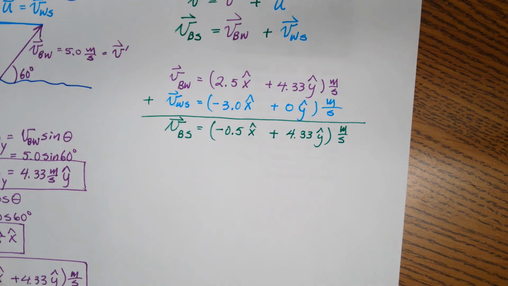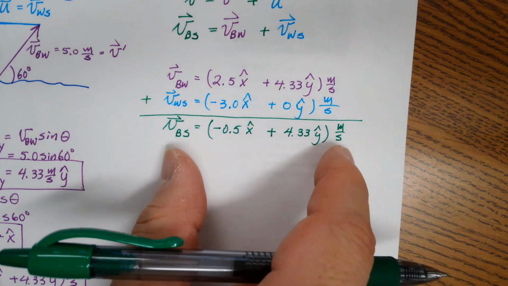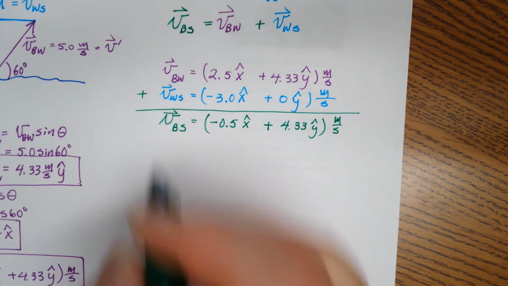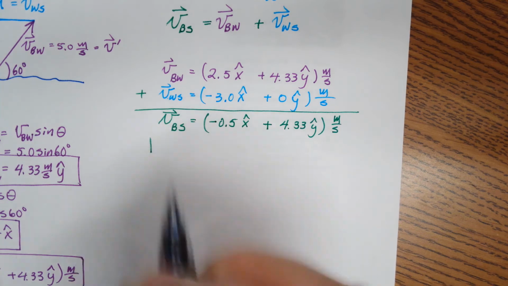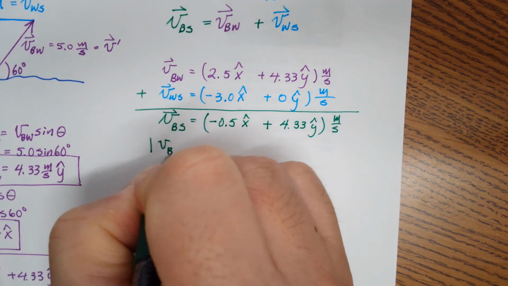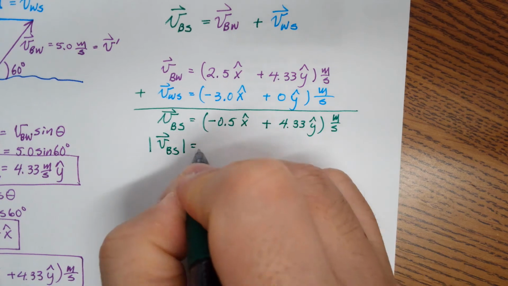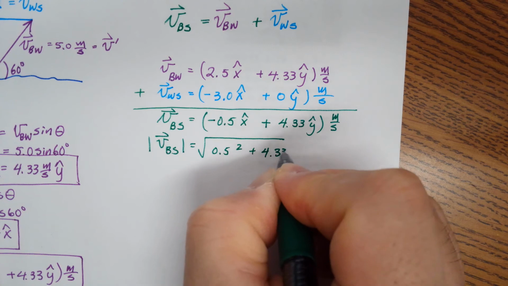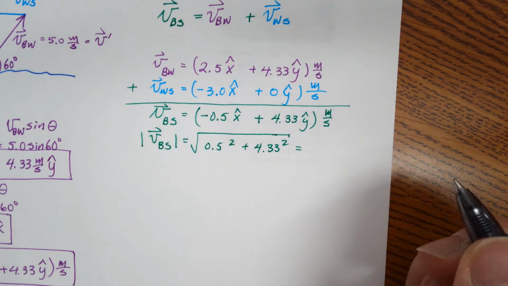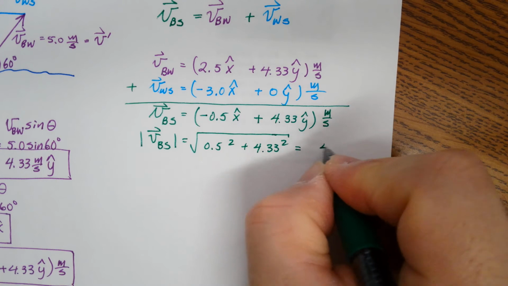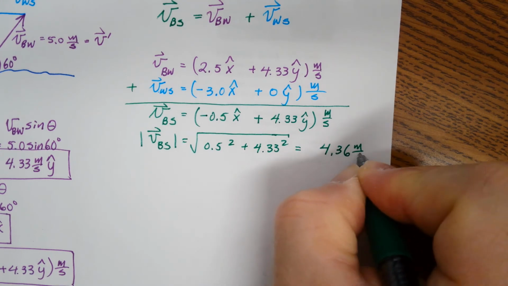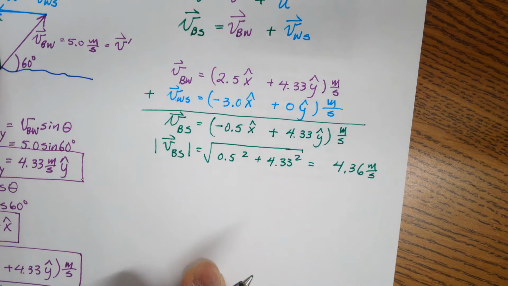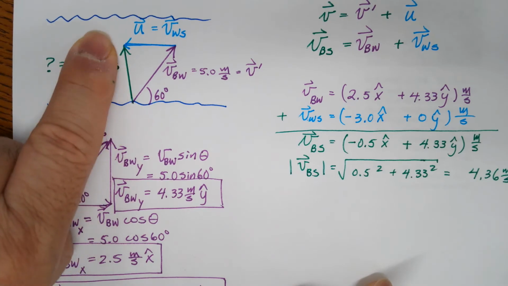Therefore, if I were to look for the magnitude of this, it is simply the Pythagorean theorem of these two components, which is 0.5 squared plus 4.33 squared. When you do that, you'll get something like 4.36 meters per second as the speed along this direction right here, which is this way.